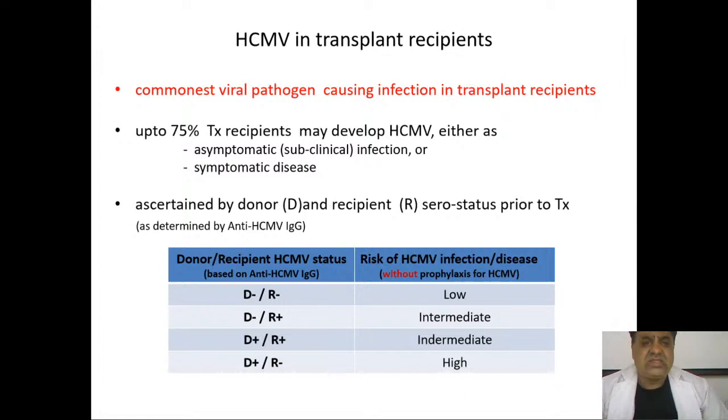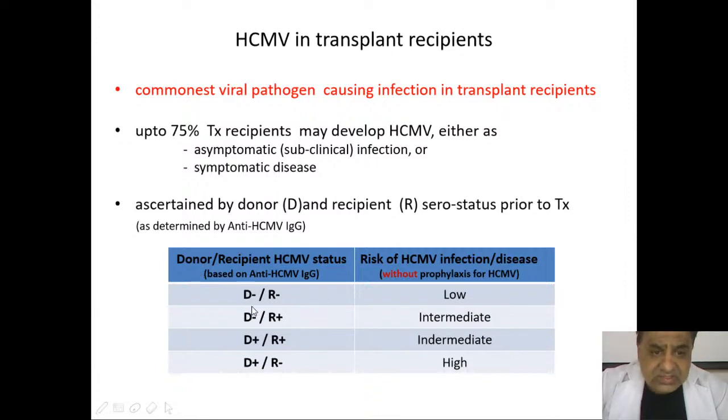Of all bacteria, viruses, parasites, and fungi put together, CMV alone is the biggest problem and offender. 75% of transplant recipients may develop CMV as an asymptomatic subclinical infection or a symptomatic disease. So before you do a transplantation, the donor's and the recipient's CMV IgG status is measured, to stratify these patients into low or high risk of post-transplant infections.